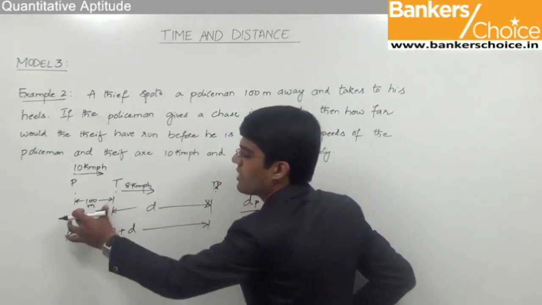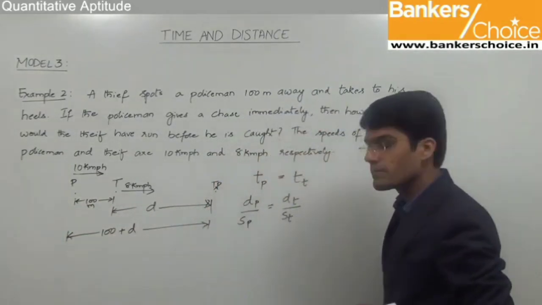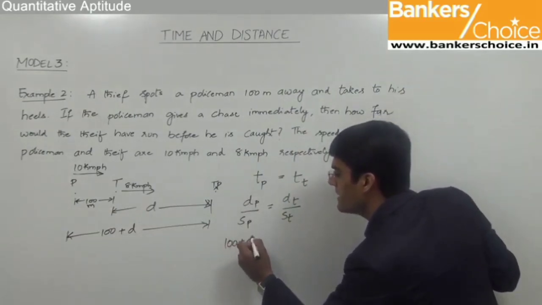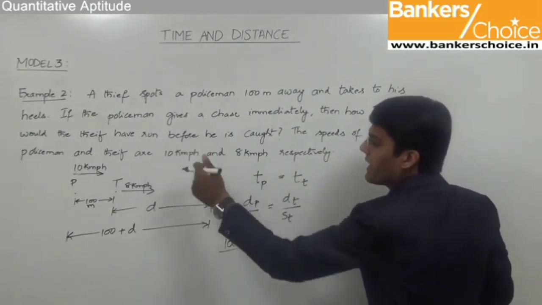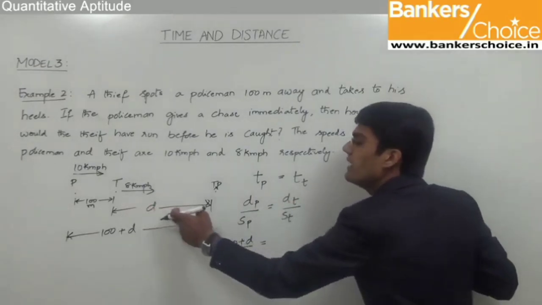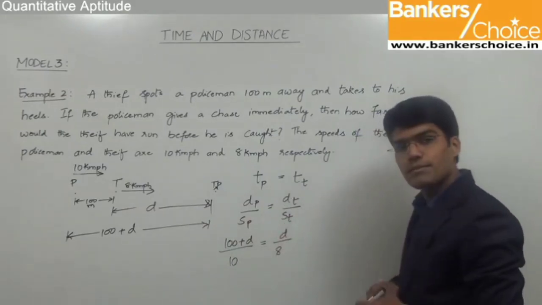Why? Because he has to cover the extra 100 meters and then the d meters which is covered by the thief. So the total distance covered by the policeman, 100 plus d, divided by the speed of the policeman, 10, equals the distance covered by the thief, which is only d, divided by the speed of the thief, 8.